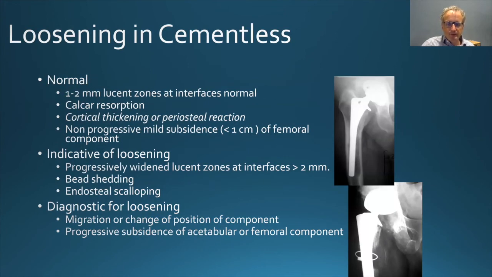Now in cementless hips, don't believe the companies, they do get loose. Again, between 1 to 2 millimeters of lucent zones can be normal. You can normally have the calcar resorbed. Again, what happens is if you've got a collar especially, the wear particles accumulate in the joint, and then gravity means that they're most active below the calcar. And you can have cortical thickening or periosteal reaction. Sometimes that's abnormal.